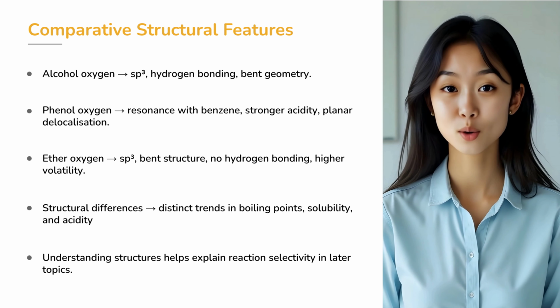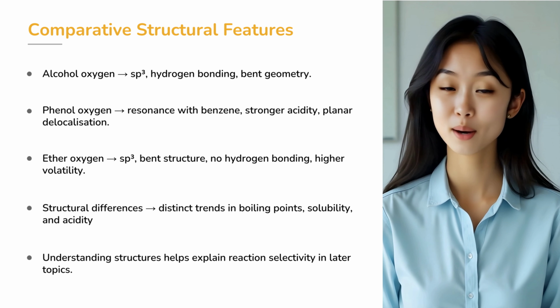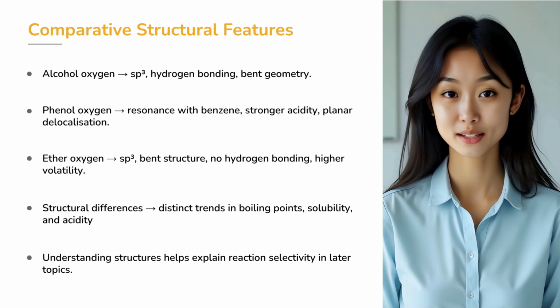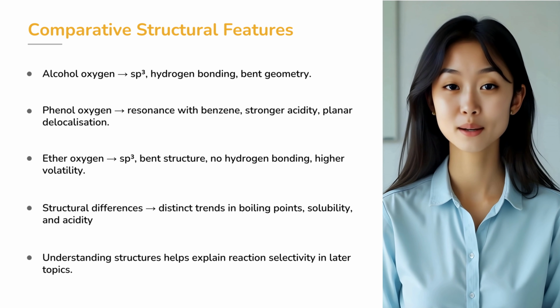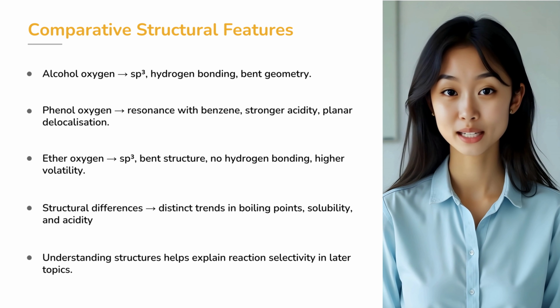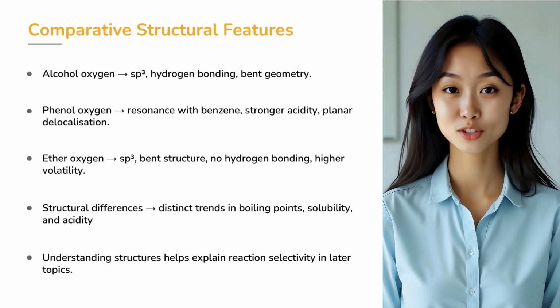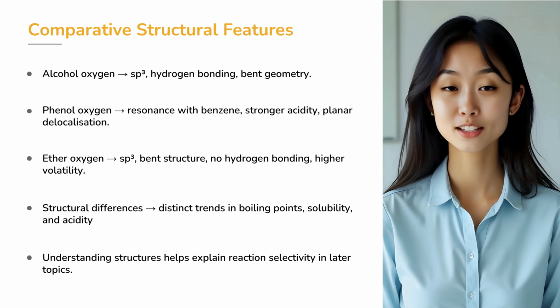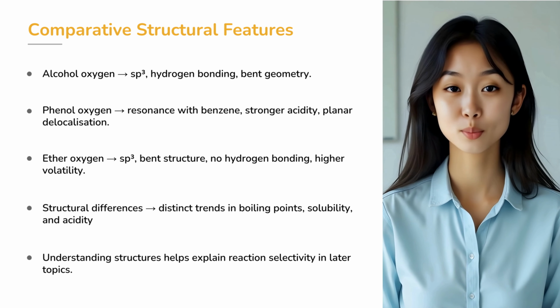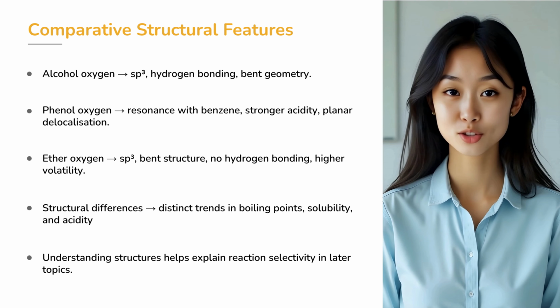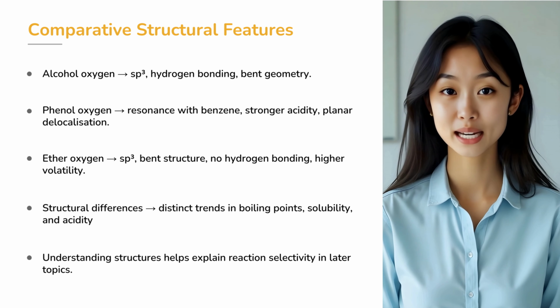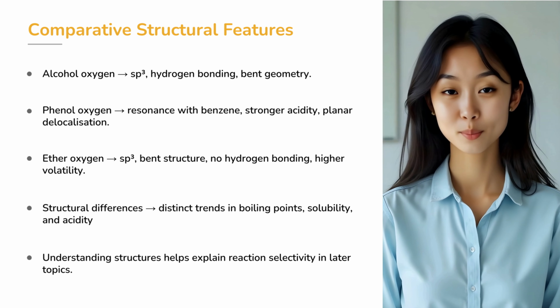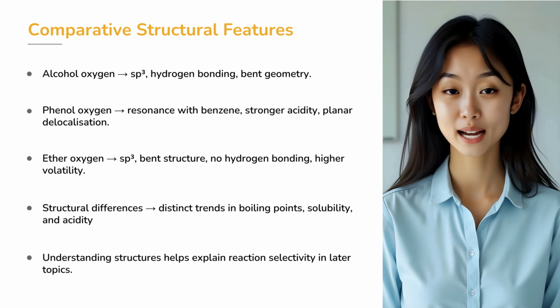Let's now compare alcohols, phenols, and ethers side by side. Alcohol oxygen is sp³ hybridized, bent, and can hydrogen bond strongly. Phenol oxygen is also sp³, but because of resonance with the aromatic ring, phenols show higher acidity. Ethers have the same hybridization, sp³, but lack hydrogen bonding due to the absence of an O-H bond, making them more volatile. These structural variations explain trends in boiling points, solubility, and reactivity.